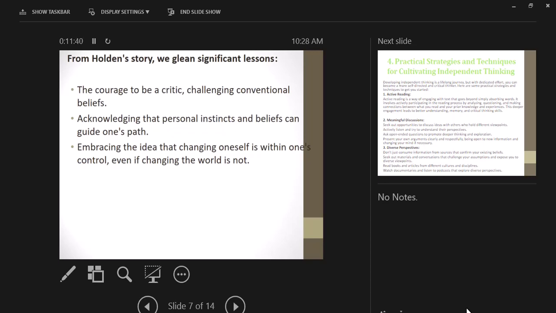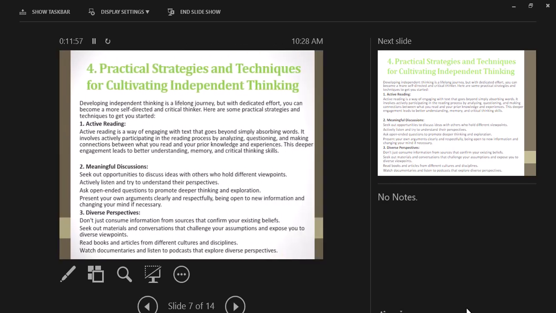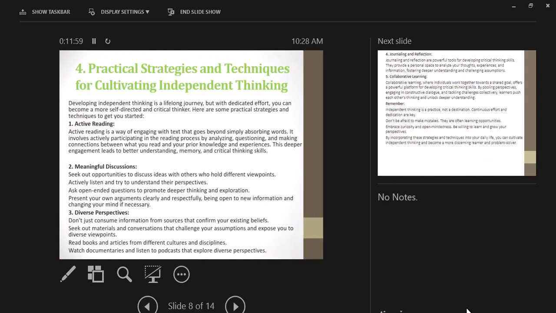Most of us, I think, want the perfect time and place to change ourselves. We want the world to change, but in Holden's story, we see that even if the world does not change, he changed himself to become a better person.